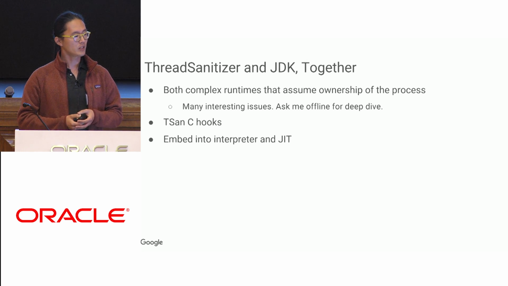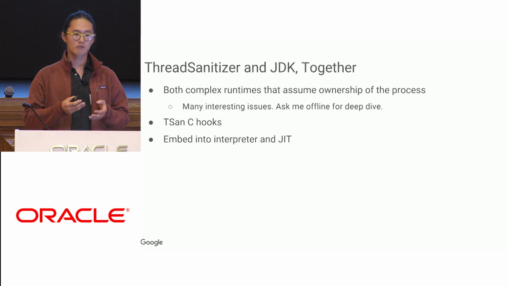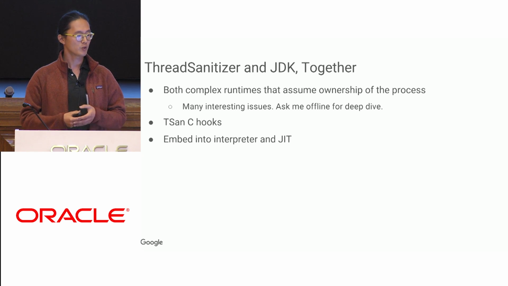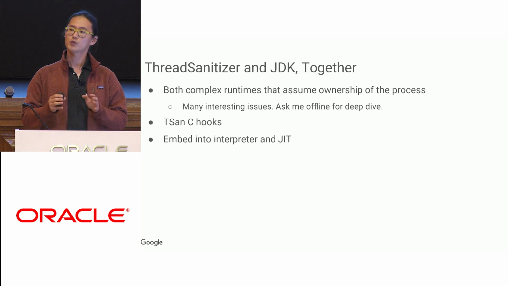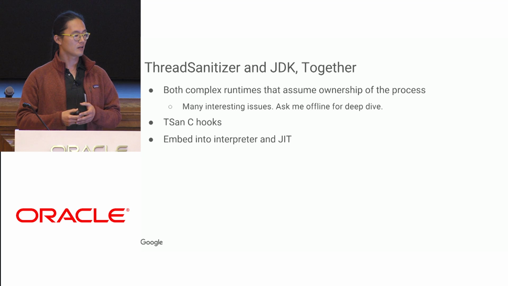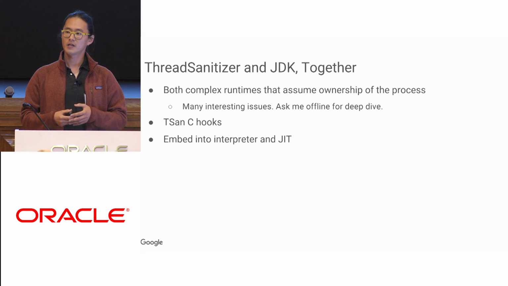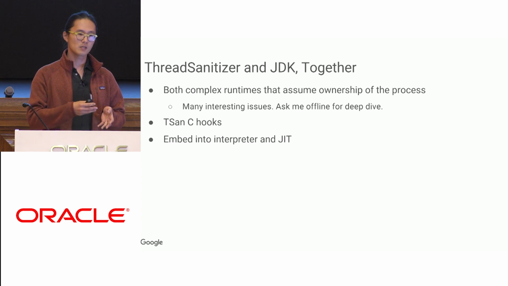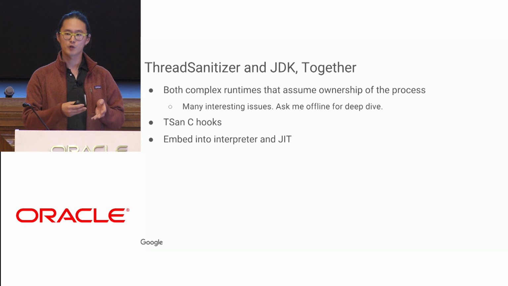For our purposes, we need to ensure that the ThreadSanitizer engine and the JDK play well together. This has not been an easy process, because both are complex runtimes that each try to assume ownership of the process resources, which I won't go into here, but you can ask me later. The basic idea, though, is that TSAN provides C hooks that are conceptually very simple, and we embed those C hooks into various places in the interpreter and the JIT.